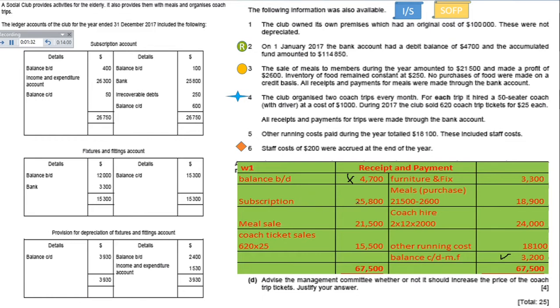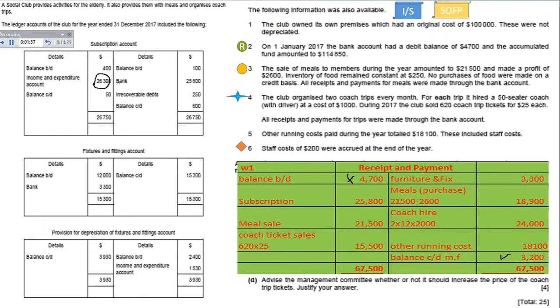So second step, subscription. Now you cannot put the whole of this amount as income, so you need to go to the concerned ledger. Remember we used to make a subscription account ledger, so you go here, ledger. See, if you go to the ledger, income and expenditure account 26300, so this is your income. You need to show in the income statement 26300.